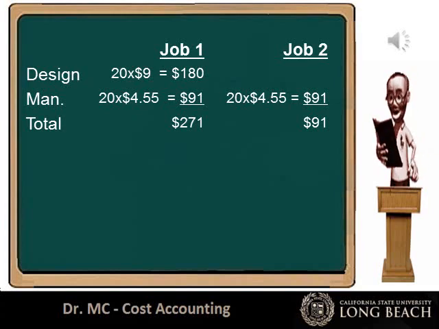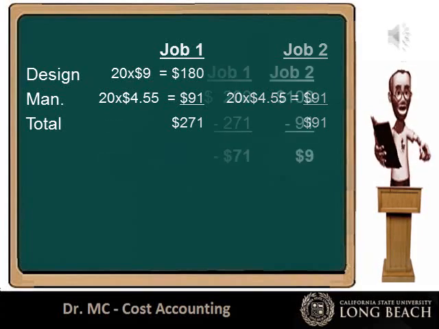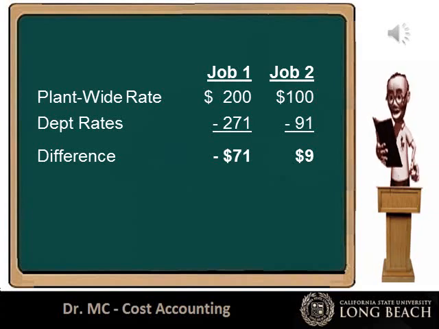If the firm had used separate departmental predetermined overhead rates, then Job 1 would have been allocated $271 of overhead, and Job 2 would have been allocated $91 of overhead. When you compare the original estimates using one plant-wide application rate with the revised estimates using separate departmental application rates, you can see that the firm should have charged an extra $71 to Job 1. Similarly, the firm charged $9 more than it should have for Job 2.